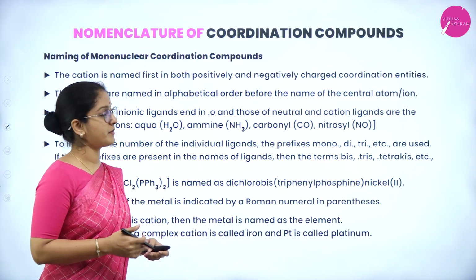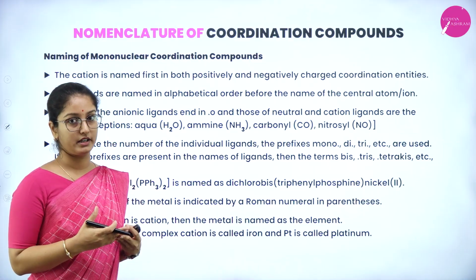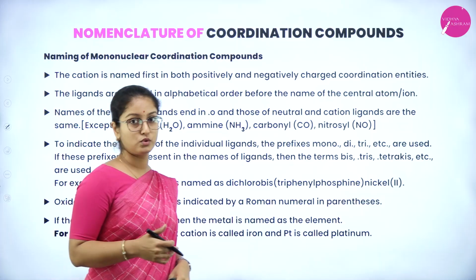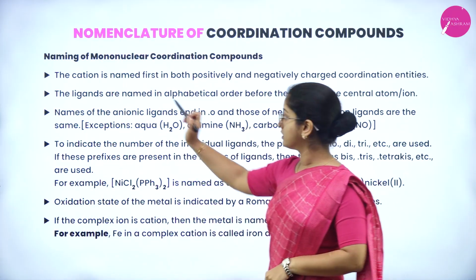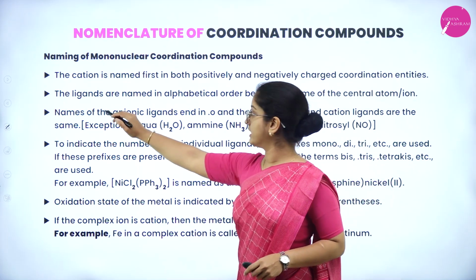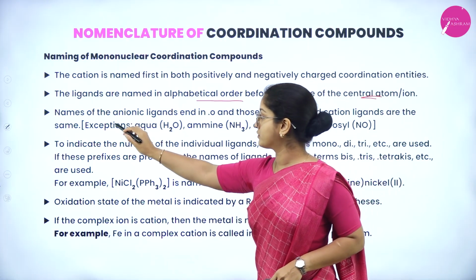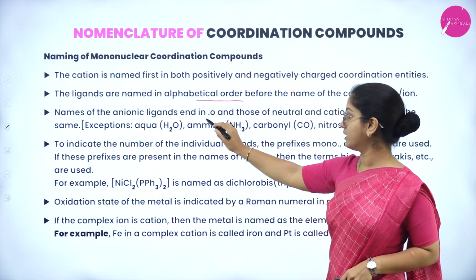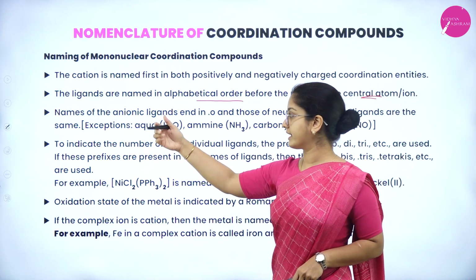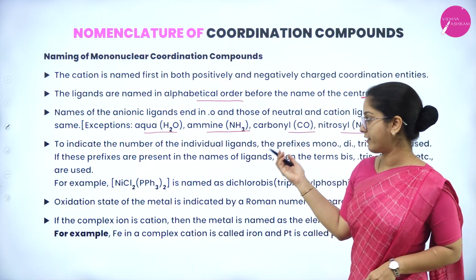So let's see the nomenclature of coordination compounds, that means how to write the names for the given coordination complex. The rules to be followed are as such. The cation is named first in both positively and negatively charged coordination spheres. The ligands are named in alphabetical order before the name of the central atom. Names of anionic ligands end with -o, and those of neutral and cationic ligands are the same. The exceptions are aqua, ammine, carbonyl, nitrosyl.